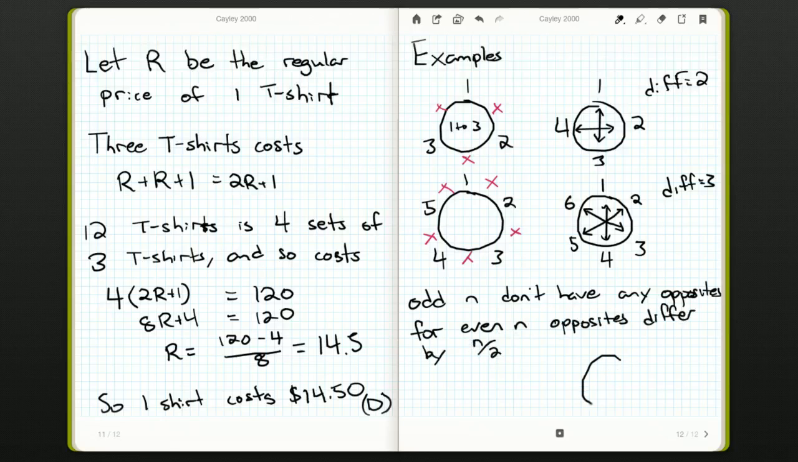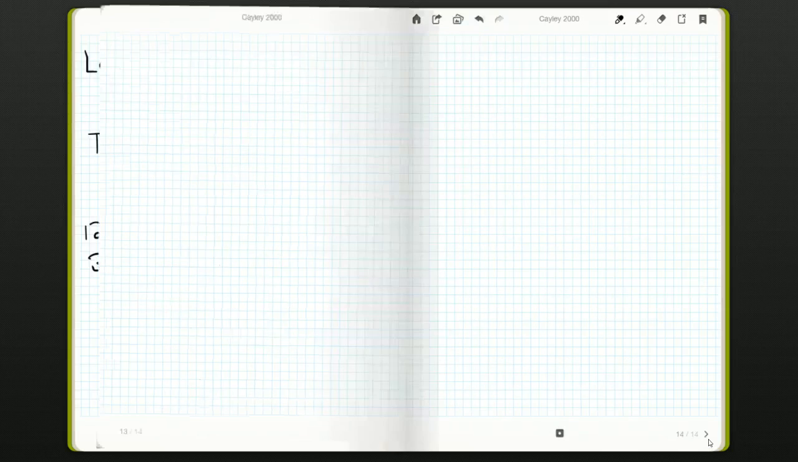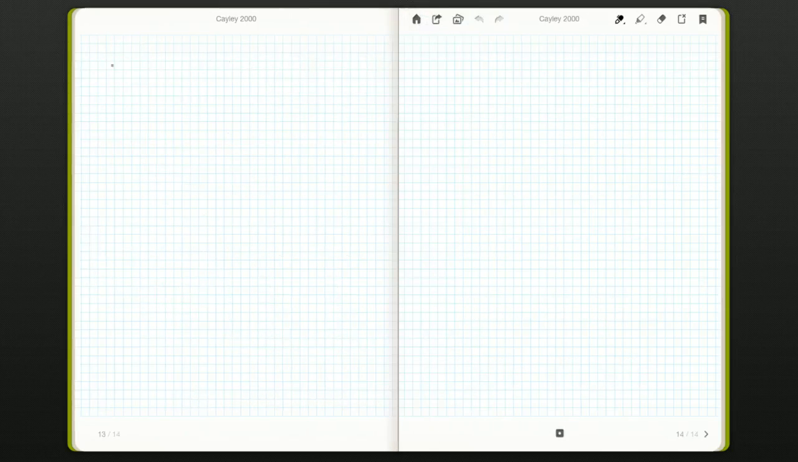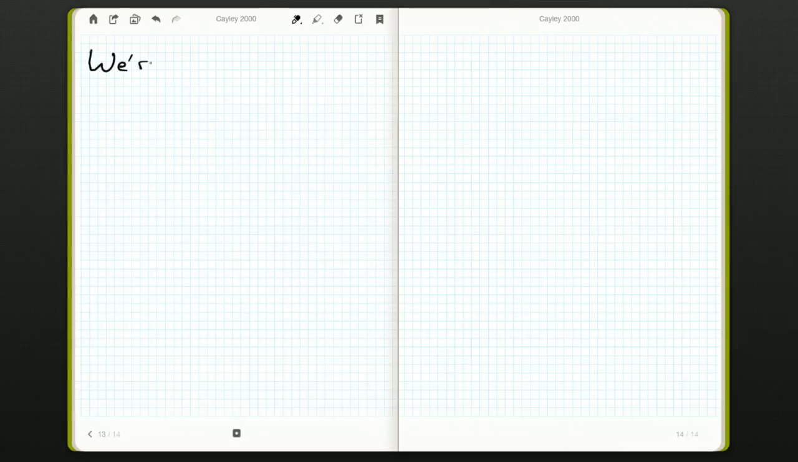So let's try it for, let's say, 10. So 1, 2, 3, 4, 5, 6, 7, 8, 9, 10. Wouldn't you know it, 10 is opposite 5, 1 is opposite 6. So it looks like this is indeed working, and if we know that, then we can take a look at the case we're given.